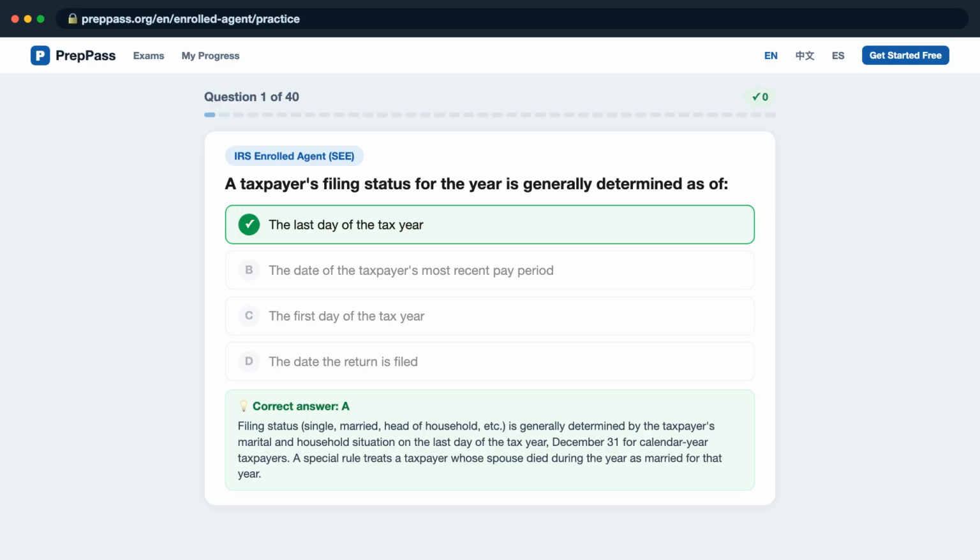Filing status, single, married, head of household, etc., is generally determined by the taxpayer's marital and household situation on the last day of the tax year, December 31st for calendar year taxpayers. A special rule treats a taxpayer whose spouse died during the year as married for that year.